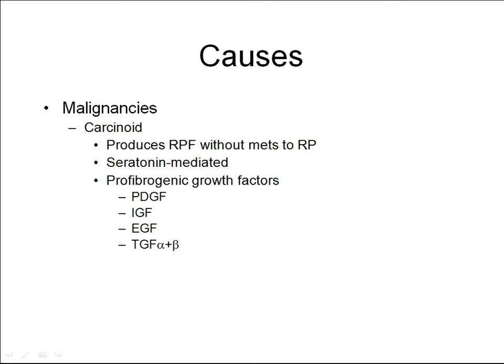And finally, carcinoid is an interesting tumor which produces RPF without actually metastasizing to the retroperitoneum. And this is thought to be, again, serotonin-mediated and also related to the production of pro-fibrogenic growth factors like PDGF, IGF, EGF, and TGF.